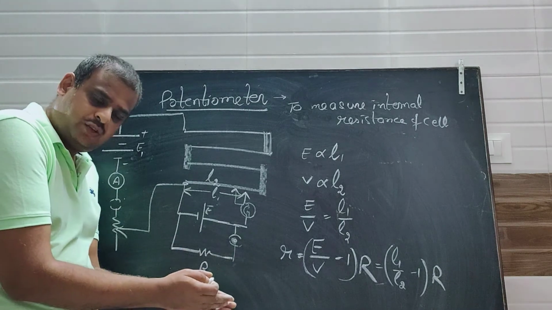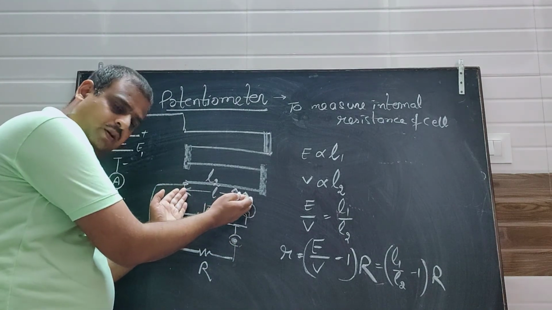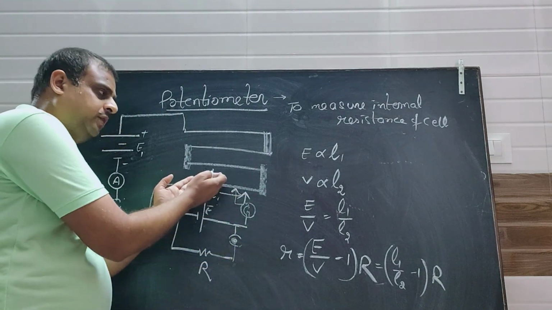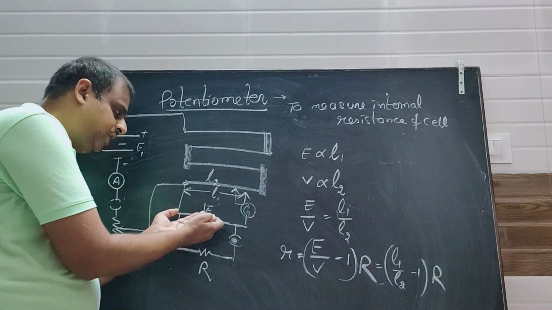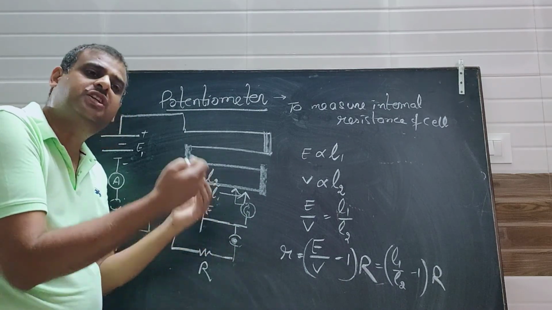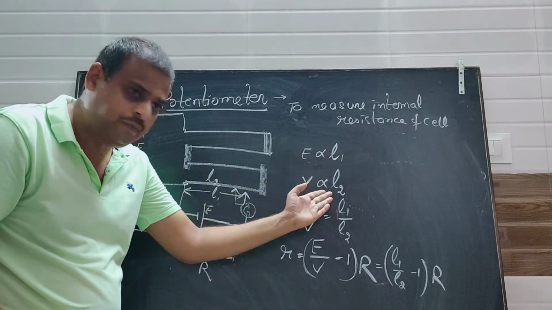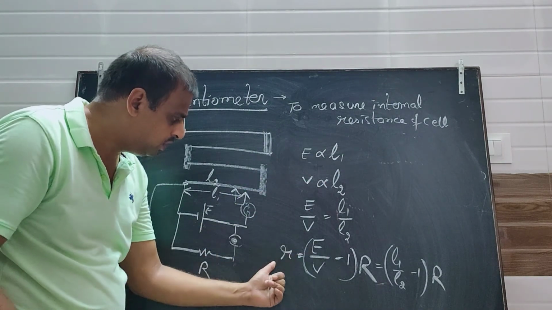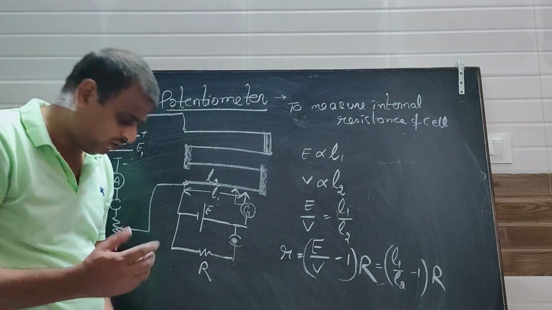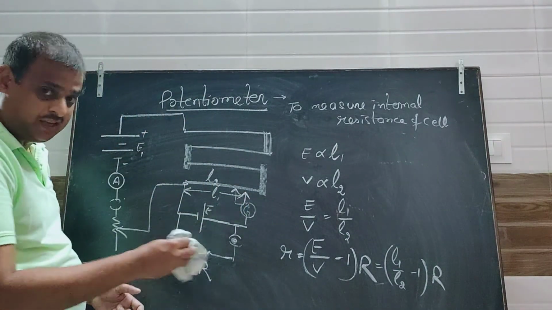So when circuit is open, length is L1. When circuit is closed, length is L2. When circuit is open, it is EMF. When circuit is closed, it is potential difference. Divide them. We compare the lengths and put them in the equation. So we will get the internal resistance of the cell.